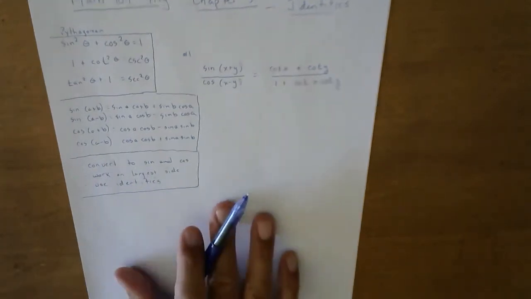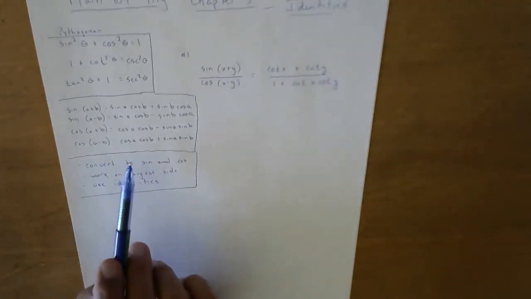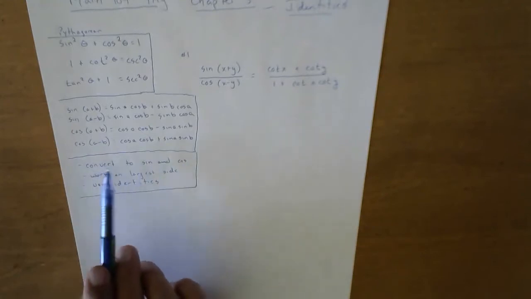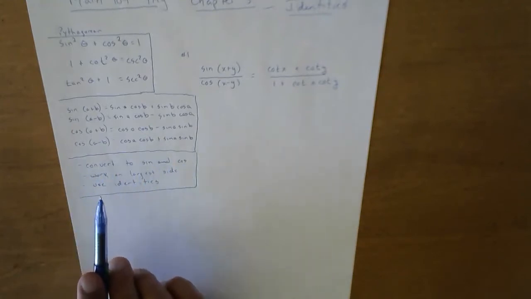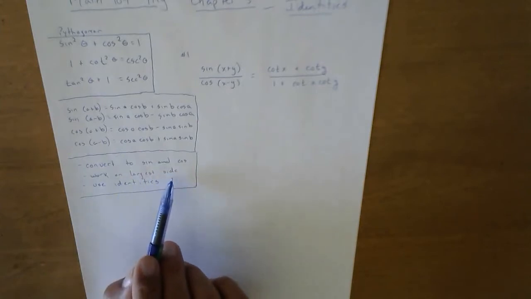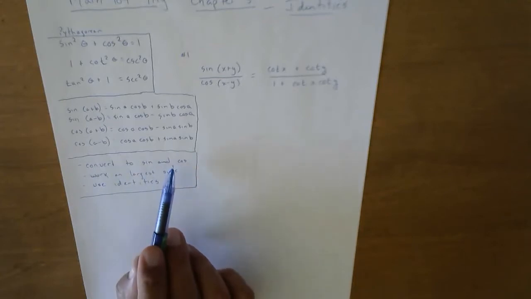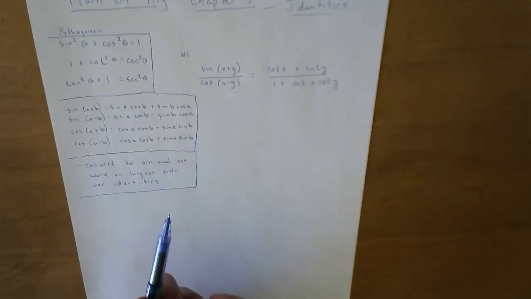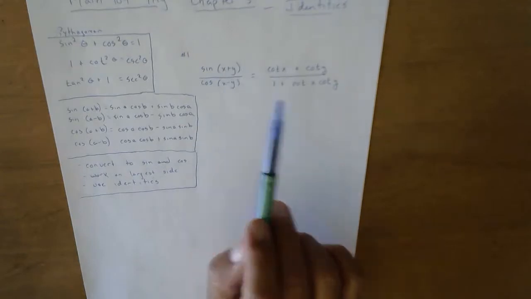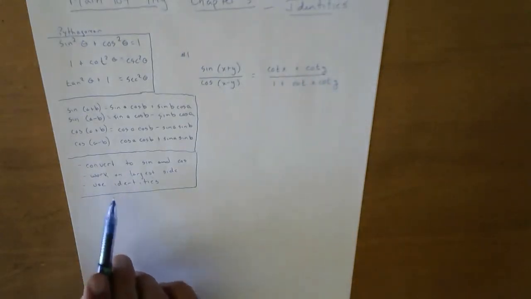Some strategies when I get ready to do these identities. One is, can I get away with converting everything to sine and cosine and work with it? I always keep that in mind. The next one is working with the largest side, or a side that I can quickly change into something. You're going to see in this first example why I'm actually going to work with this side versus this side. Again, keep using identities. And then there's other strategies that, as you go through, you'll start to pick up.